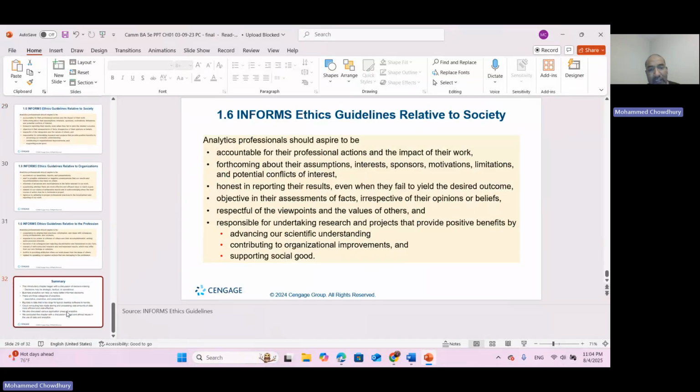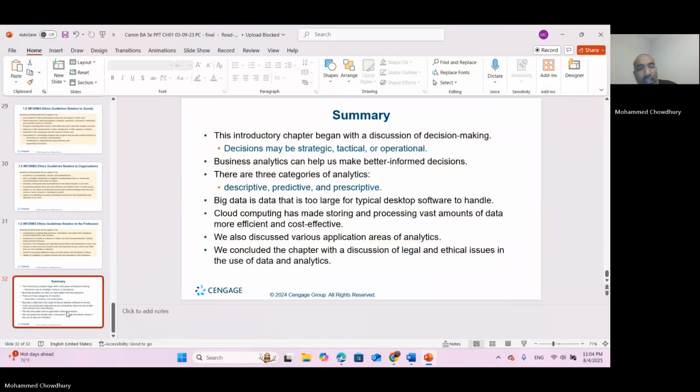And finally, this introductory chapter began with a discussion of decision making. Decisions may be strategic, tactical, or operational. So business analytics can help us make better informed decisions. There are three categories of analytics: descriptive, predictive, and prescriptive.